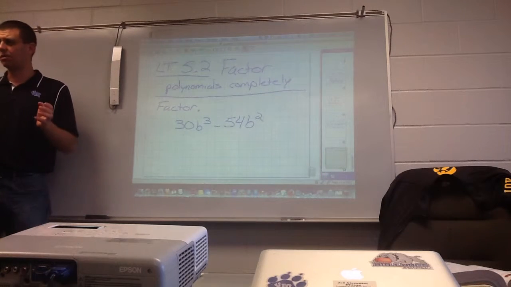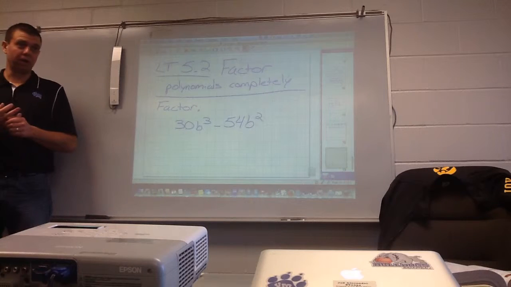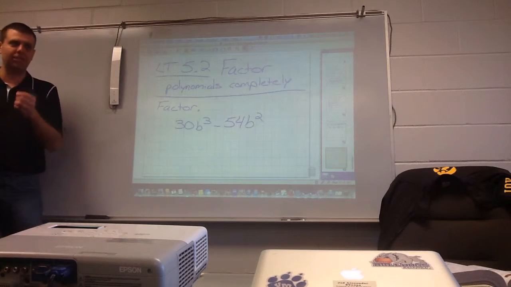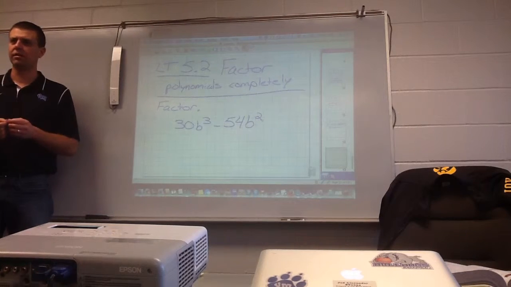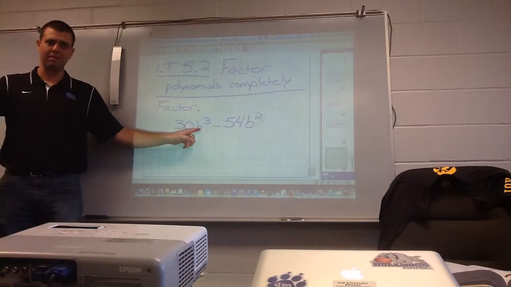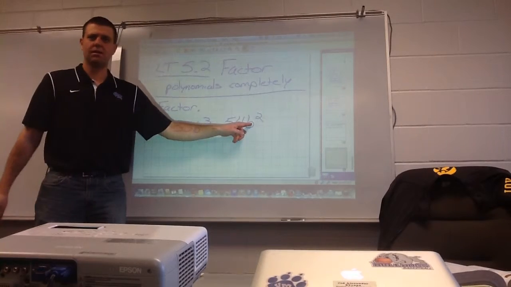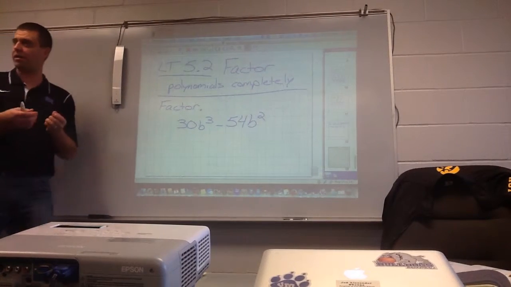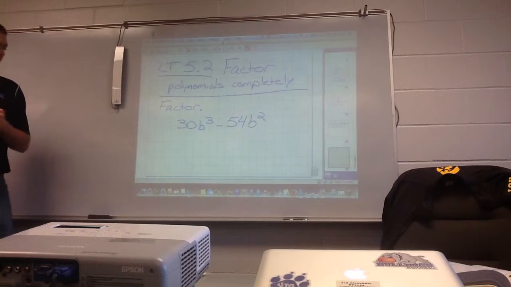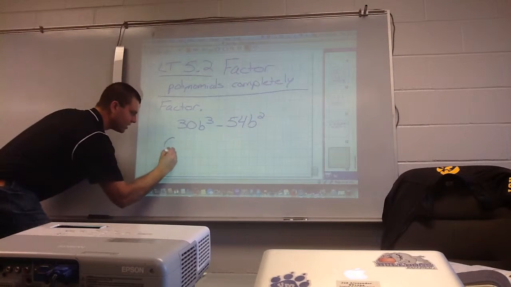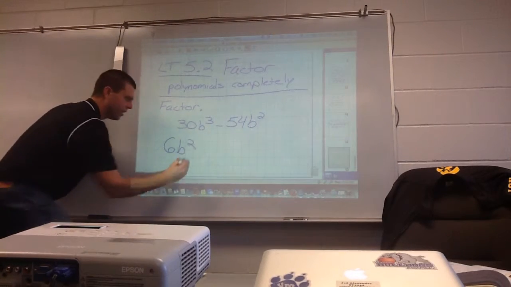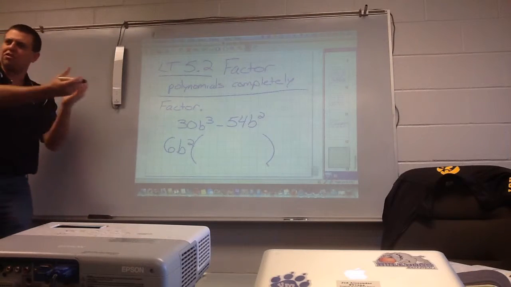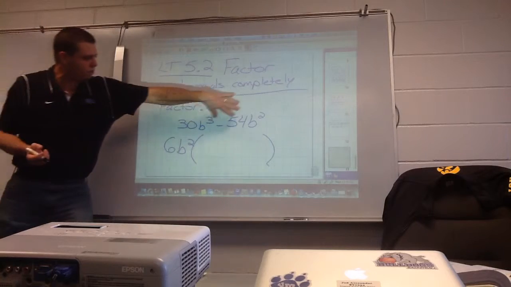Anything else? B squared. Does b squared go into each term? Does each term at least have a b squared in it? Yeah, this one's got BBB. This one's got BB. They both got BB at least. So b squared is also a part of the greatest common factor. So I can take a 6b squared out in front. I can divide that 6b squared out of each term.